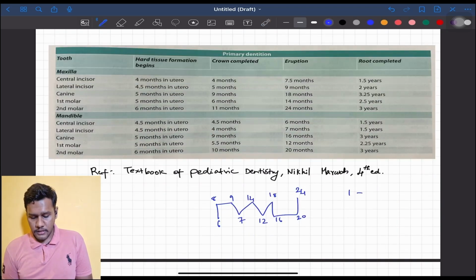The root completion usually takes around 1 to 1.5 years, okay, to get a complete root formation after the tooth eruption. If you take 24 months, that is 2 years plus 1 year equals 3 years. The root completes at 3 years, okay.